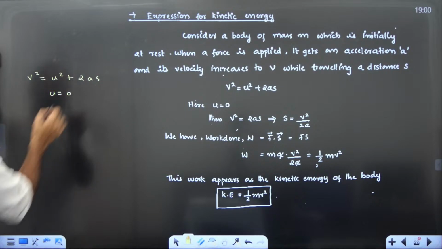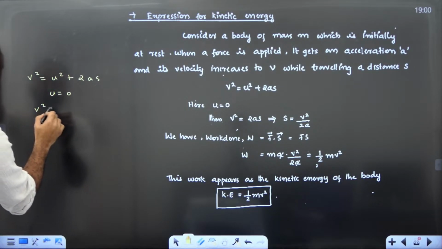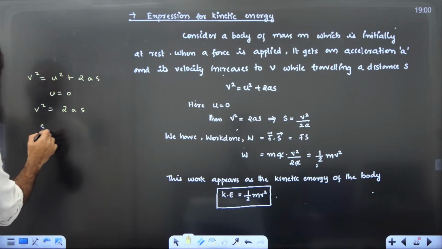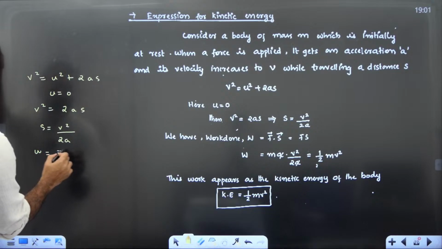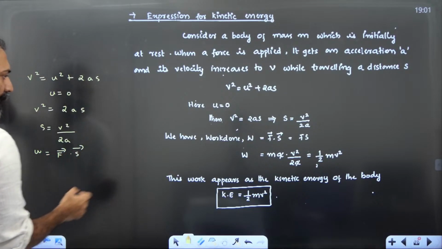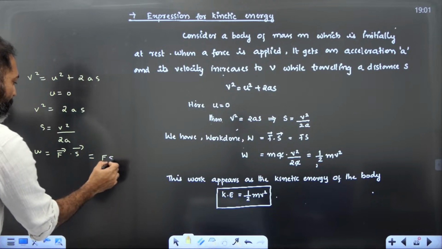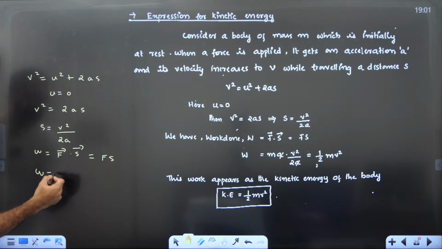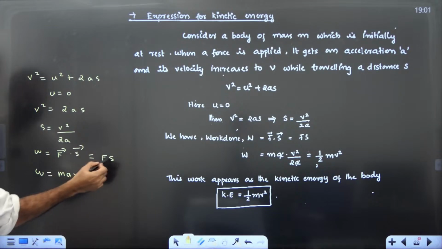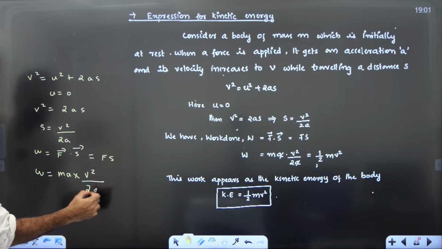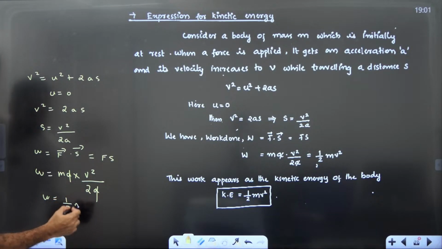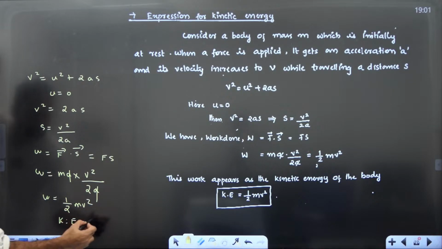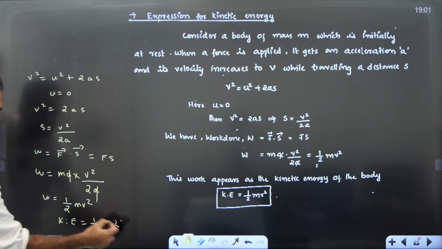Initial velocity is 0. So v square equal to 2as. So s is equal to v square by 2a. Work done is equal to F vector dot S vector, that is work done equal to Fs. Instead of F we can write ma. Instead of s we can write v square by 2a. So a is gone. So work done is equal to half mv square. This work done is stored as kinetic energy. So kinetic energy is equal to half mv square. So this is the expression for kinetic energy.